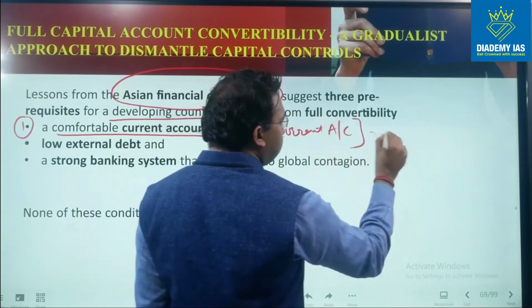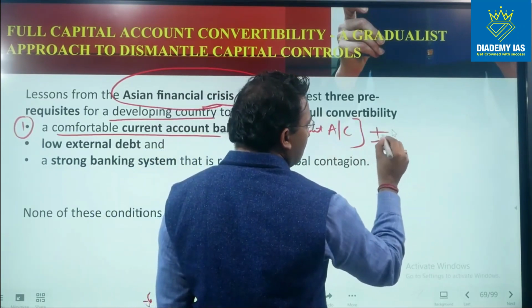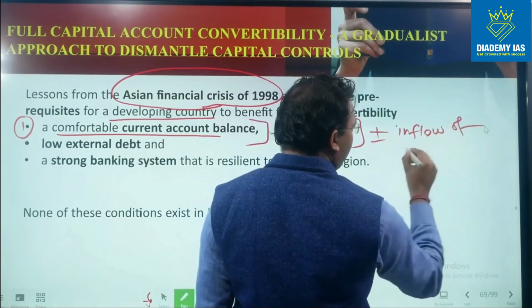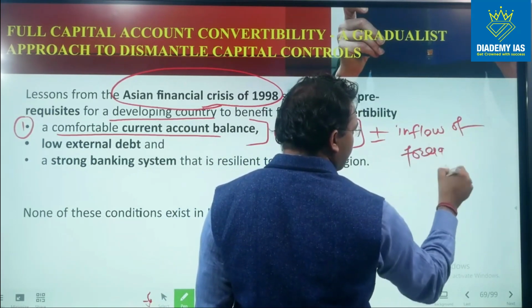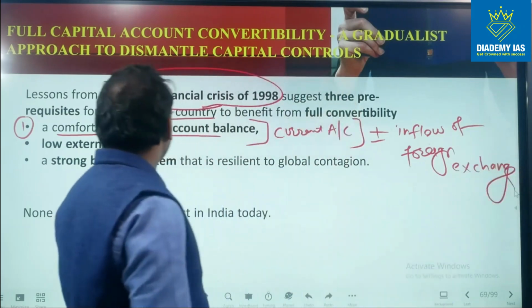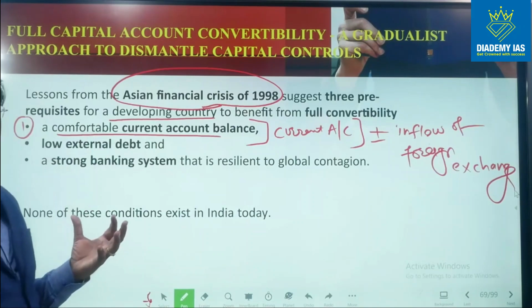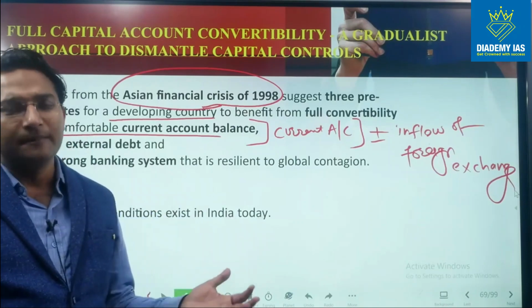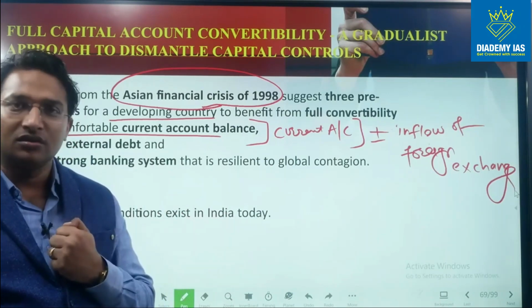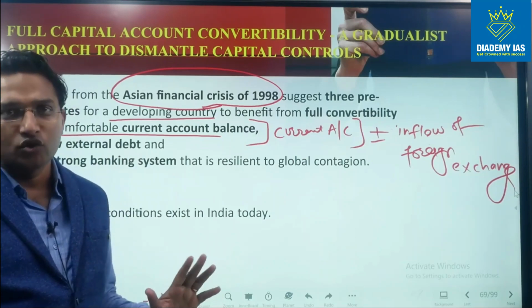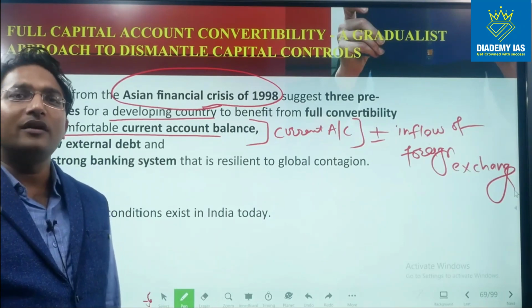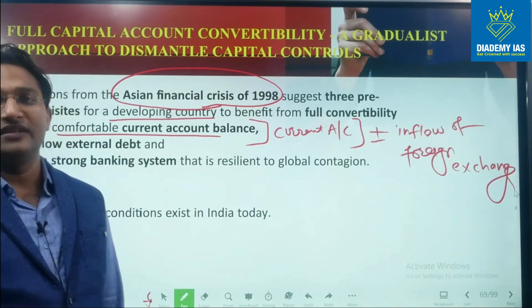If a comfortable current account balance is there, that means in the current account itself there will be positive inflow of foreign exchange, right? So comfortable current account balance means export is more than import, or we are actually receiving the foreign exchange on account of the current account. So we are no longer dependent upon the capital account. So capital account convertibility can benefit in such a case.